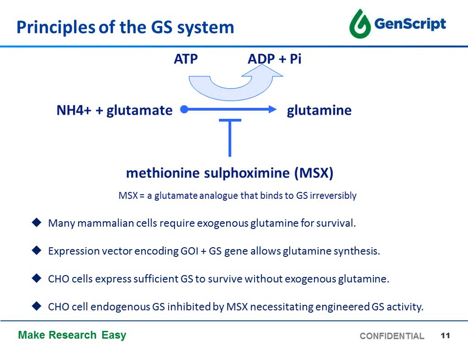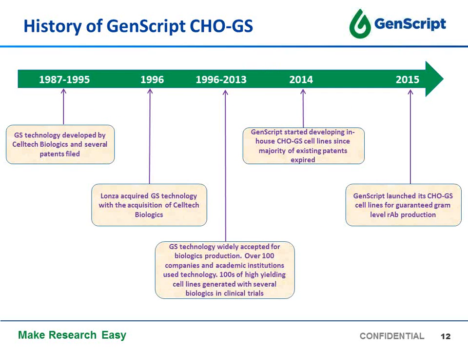So the GS technology was originally developed by Celltech Biologics in 1987. During the years from 1987 to 1995, several patents were filed. Then in 1996, Lonza acquired the GS technology with the acquisition of Celltech Biologics. From that time on, the GS technology became widely accepted for biologics production. So far, over 100 companies and academic institutions use this technology, and hundreds of high-yielding cell lines have been generated, with several biologics in clinical trials.